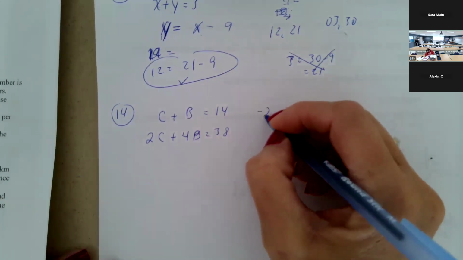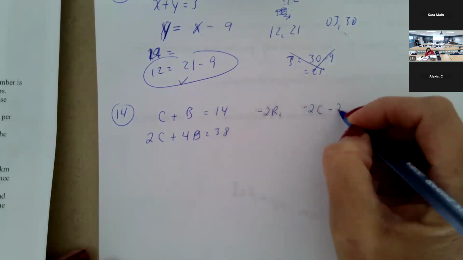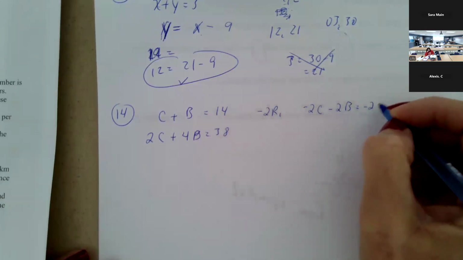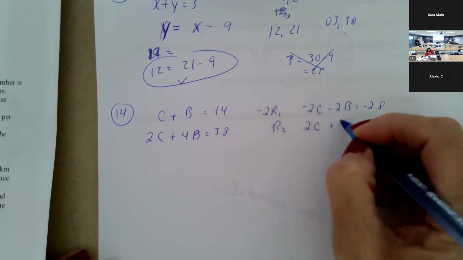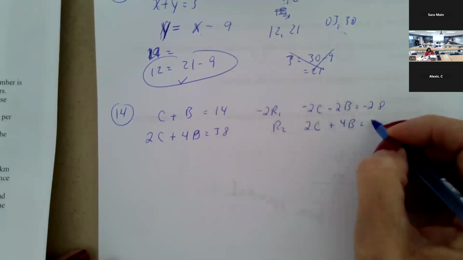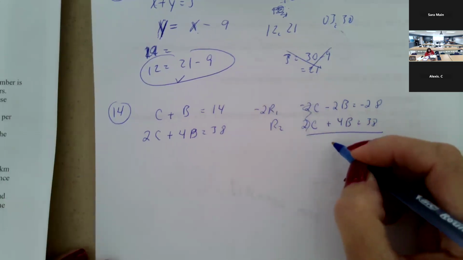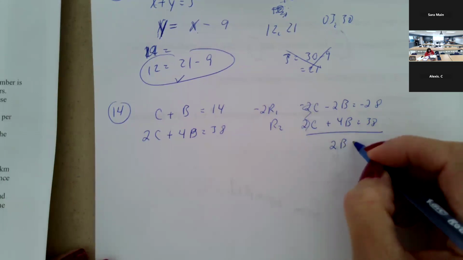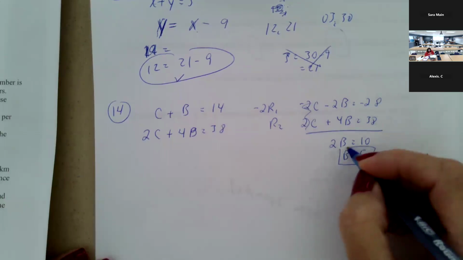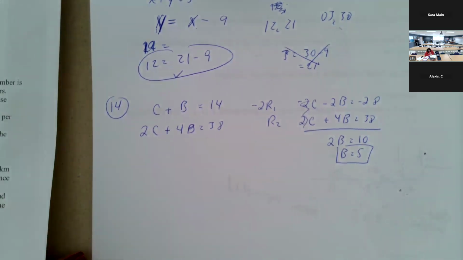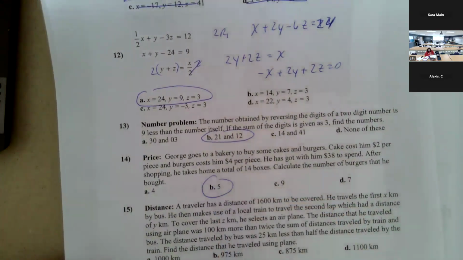So I'm going to do a -2 times row 1 to eliminate C. And then keep row 2 as the same, 2C plus 4B equals 38. So the C's cancel, and we end up with 2B equals 10 and B equals 5. And they asked how many burgers that he bought, so that would be 5.